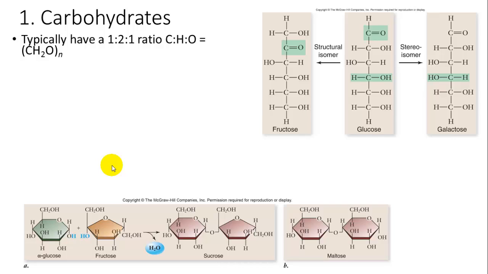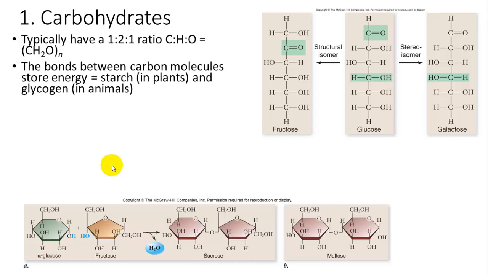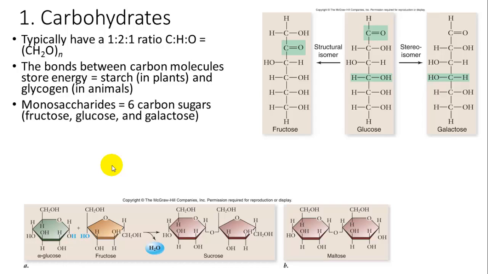Carbohydrates typically have a 1 to 2 to 1 carbon hydrogen to oxygen ratio. And the bonds between the carbon molecules store energy, and in plants, when those molecules are made, it's called starch. Animals make a form of sugar molecules combined together called glycogen. A monosaccharide, saccharide refers to sugar, so a monosaccharide means it's one sugar. And these are 6 carbon sugars. Examples of those are fructose, glucose, and galactose.